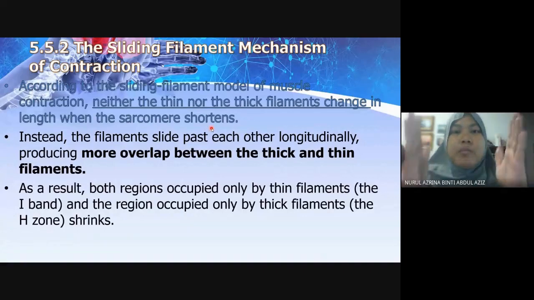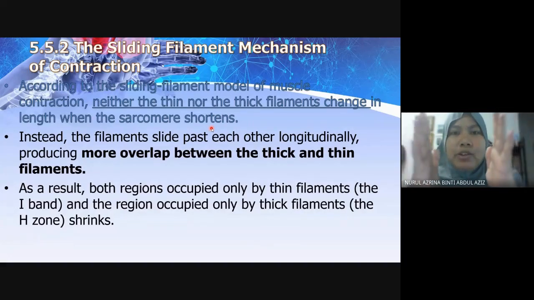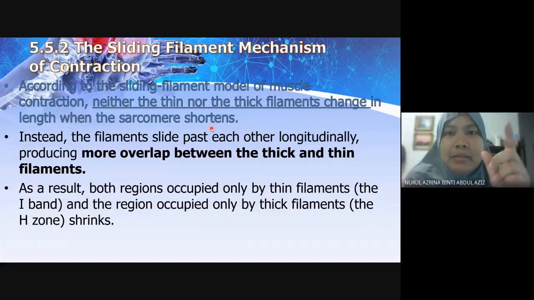Maksudnya, remember sarcomere kita apa? One Z line to another Z line. So this is our sarcomere. So dia kata when the sarcomere shortens, there is no change in terms of the length of the thin filament or the thick filament. Maksudnya, in terms of panjang, the filament tak akan berubah.